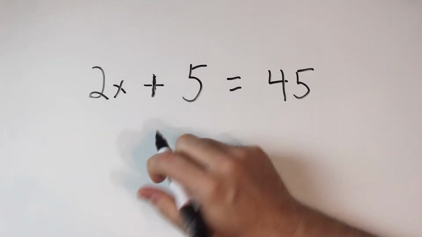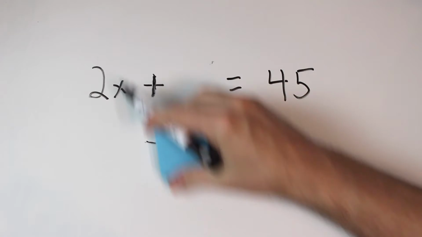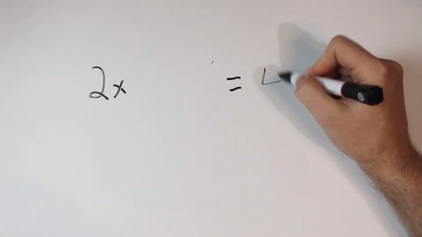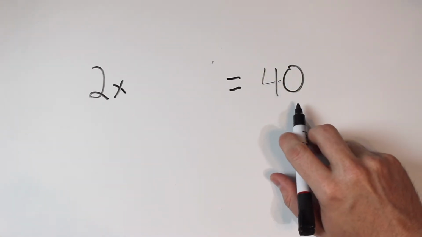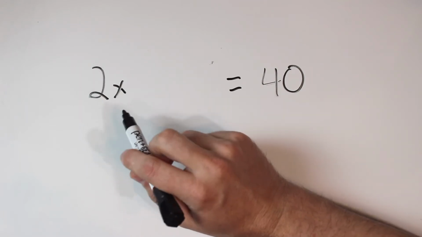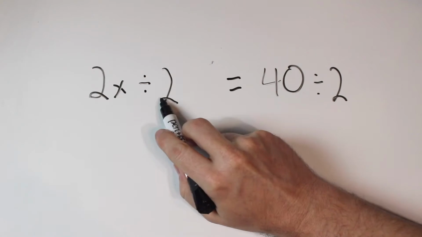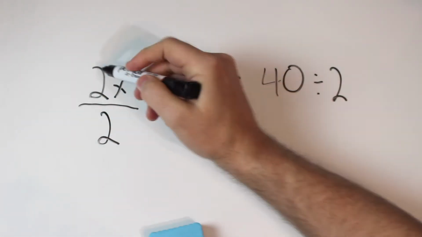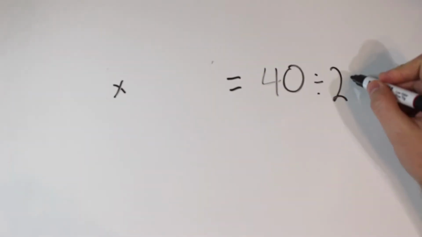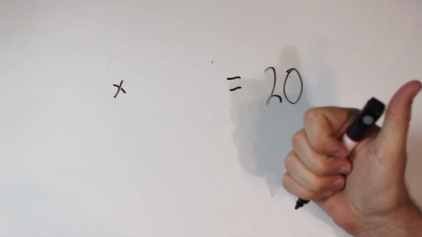To undo addition, we subtract. Subtracting 5 from this side cancels out the 5. Subtracting 5 from this side leaves 40. Now we're left with 2x equals 40, which is the first answer our power-up asked for. Now we undo the multiplication. To undo multiplication, we divide. Dividing 2 times x by 2 leaves us with just x. The 2's cancel out. On this side, 40 divided by 2 leaves us with 20. So x equals 20. And that's the second part of our answer.